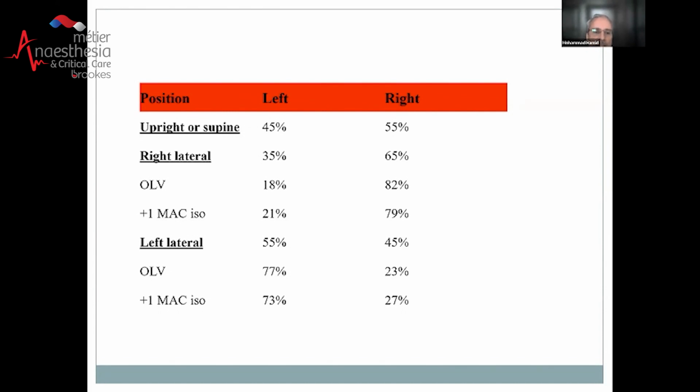And in cases of one lung ventilation, where you have deflated the lung, when the left lung is collapsed, the perfusion is still there, almost 18%, while on the right side it will become 82%. So in case of left lateral position, during one lung ventilation, the left side will receive 77%, while the right side will receive 23% perfusion.